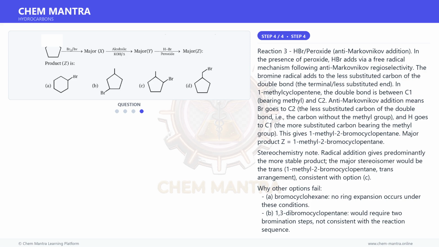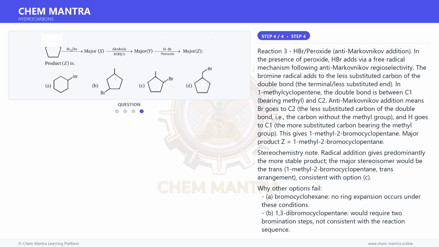Reaction 3, HBr with peroxide, anti-Markovnikov addition. In the presence of peroxide, HBr adds via a free radical mechanism following anti-Markovnikov regioselectivity. The bromine radical adds to the less substituted carbon of the double bond. In 1-methylcyclopentene, the double bond is between C1, bearing the methyl, and C2.